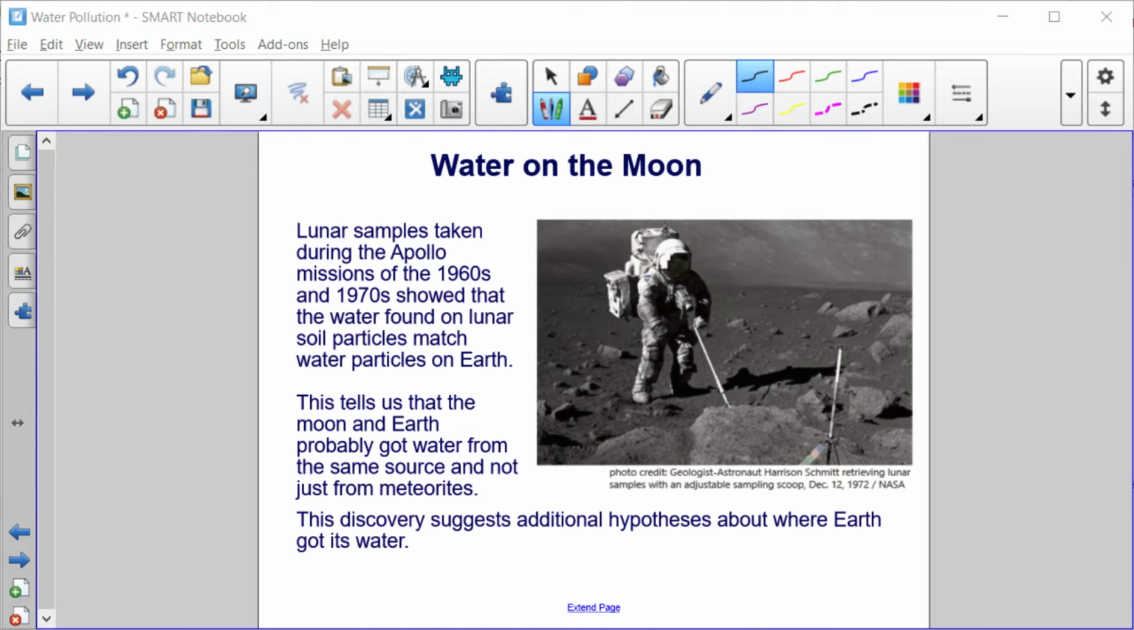Lunar samples taken during the Apollo missions of the 1960s and 1970s show that the water found on lunar soil particles match water particles on Earth. This tells us that the Moon and Earth probably got water from the same source and not just from meteorites. This discovery suggests additional hypotheses about where Earth got its water.